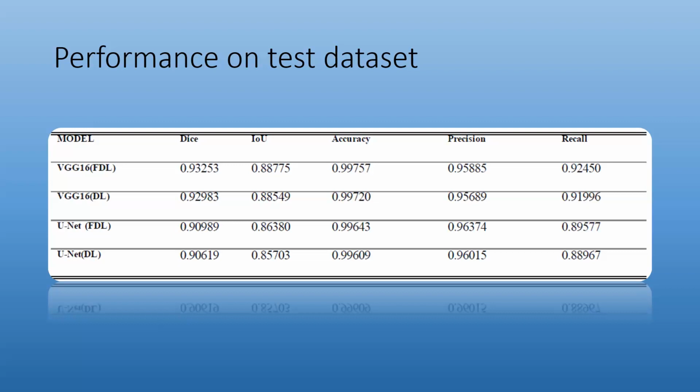As we see from the table, the models trained with focal dice loss gave better results compared to the ones with dice loss. And the model with the VGG16 encoder trained with the focal dice loss gave the best results among all the models. You can see the results in the first row.